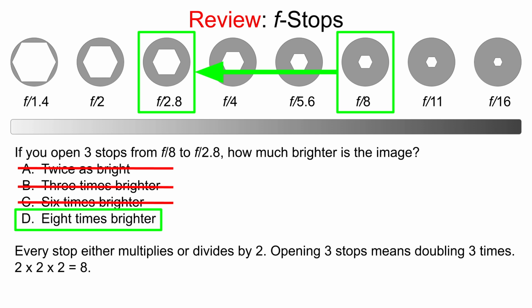Because when we opened up from 8 to 5.6, we doubled the amount of light coming through. So that was times 2. When we went from 5.6 to 4, we doubled the amount of light coming through again. That's 2 times 2 is 4. When we opened from f4 to f2.8, we doubled the amount of light again. So that's 2 times 2 times 2 is 8. So by opening 3 stops, we have let 8 times as much light come through the lens.